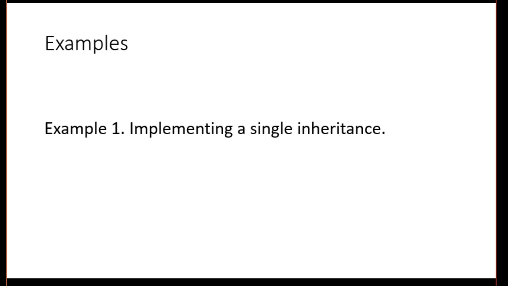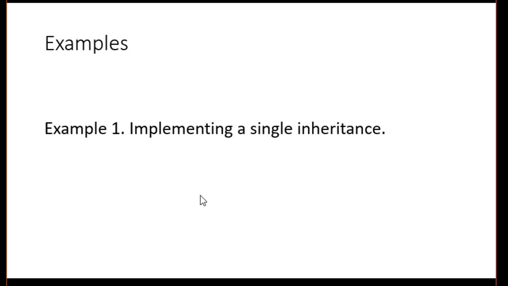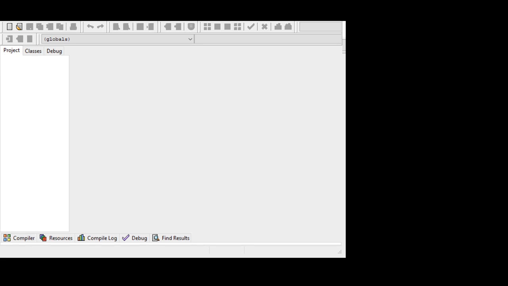We'll take up a detailed example relating to public, protected and private in future videos. For now, just remember that this is the basic syntax for how you can specify inheritance. Next we will see a basic example for implementing single inheritance. So let's start the program.